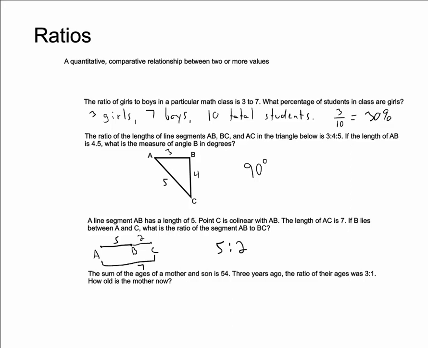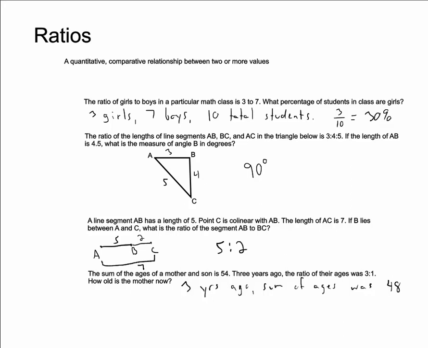All right, so let's do this. Let's figure out the sum of the ages of the mother and son 3 years ago. So 3 years ago, if we subtract 3 years from the mother's age and 3 years from the son's age, we subtract 6 total years. So we have 3 years ago, the sum of ages was 54 minus 6, or 48.